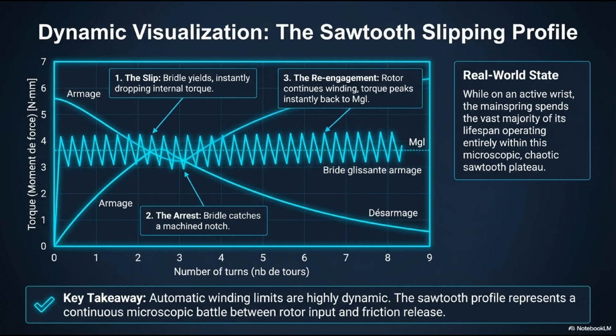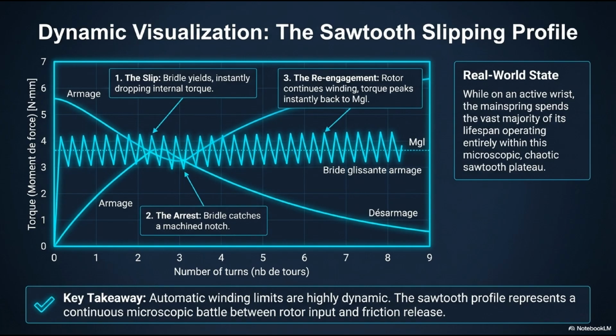This is the dynamic visualization of the sawtooth slipping profile. Look at the chaotic, jagged line at the top right of the graph. This is the reality of an automatic watch on an active wrist. Event 1 is the slip. The rotor pushes the torque past m_gl. The bridle yields and slides along the wall. Instantly, the internal torque drops dramatically as energy is vented. This is the downward spike on the graph.